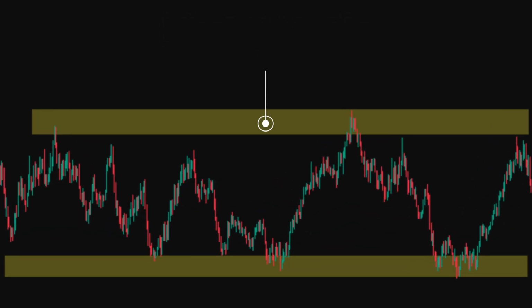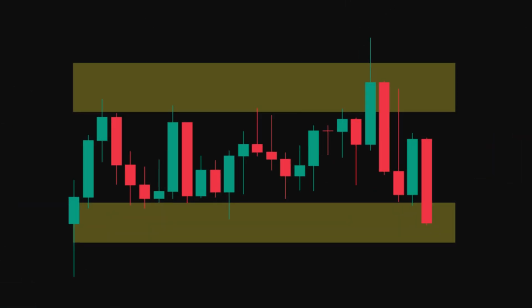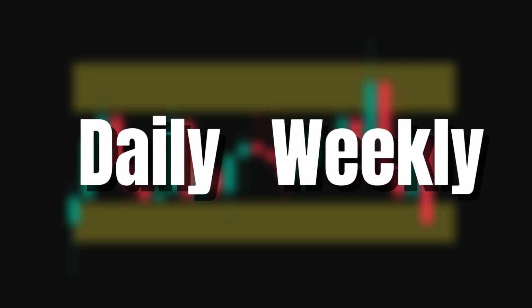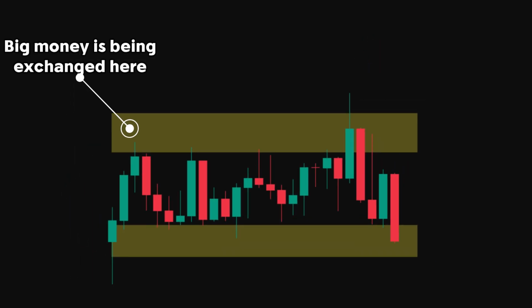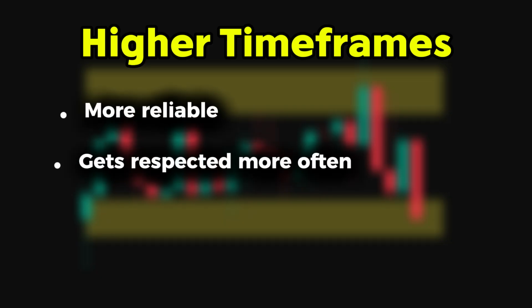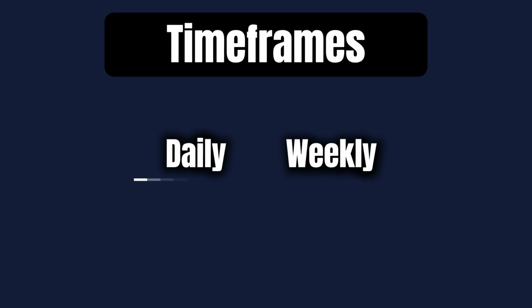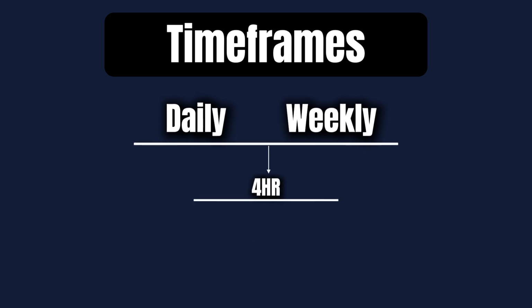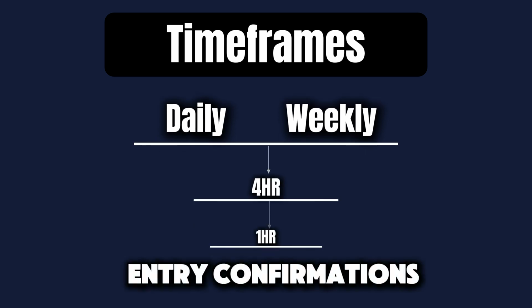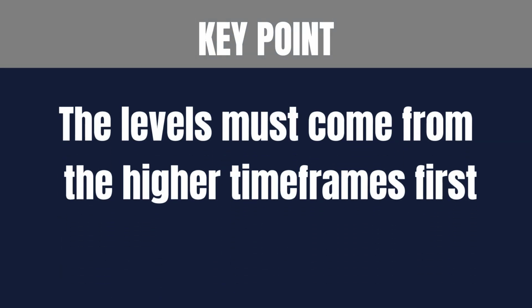Why? Because that's where institutions, hedge funds, and large traders make decisions. When price reacts on a daily or weekly chart, it means a lot of money was involved. Levels formed on higher time frames are more reliable, get respected more often, and work across all lower time frames. Once you mark your major daily and weekly levels, you can then drop down to the 4-hour or 1-hour time frames to look for entries. But the key point is, the levels must come from the higher time frames first. This prevents overtrading and keeps your chart clean.